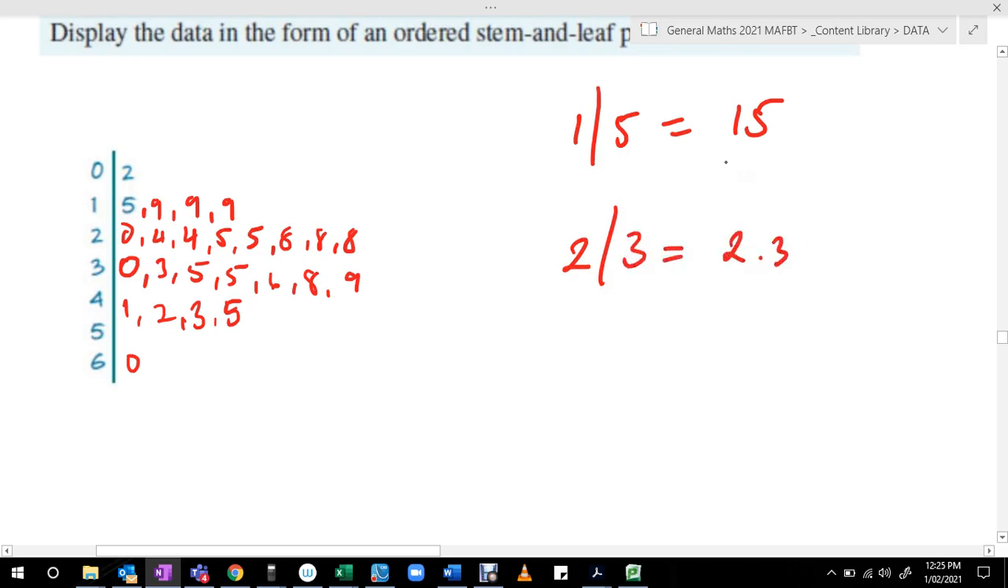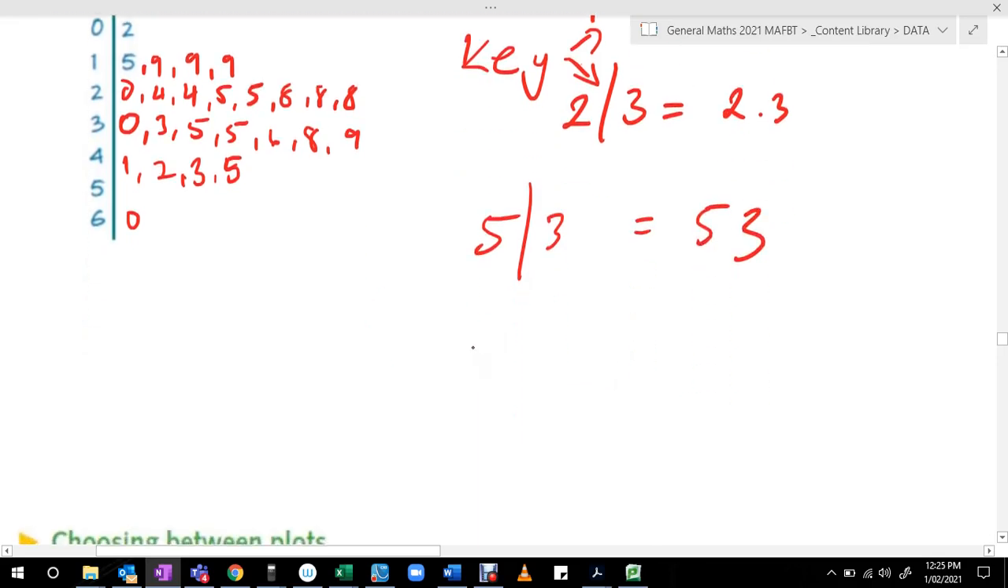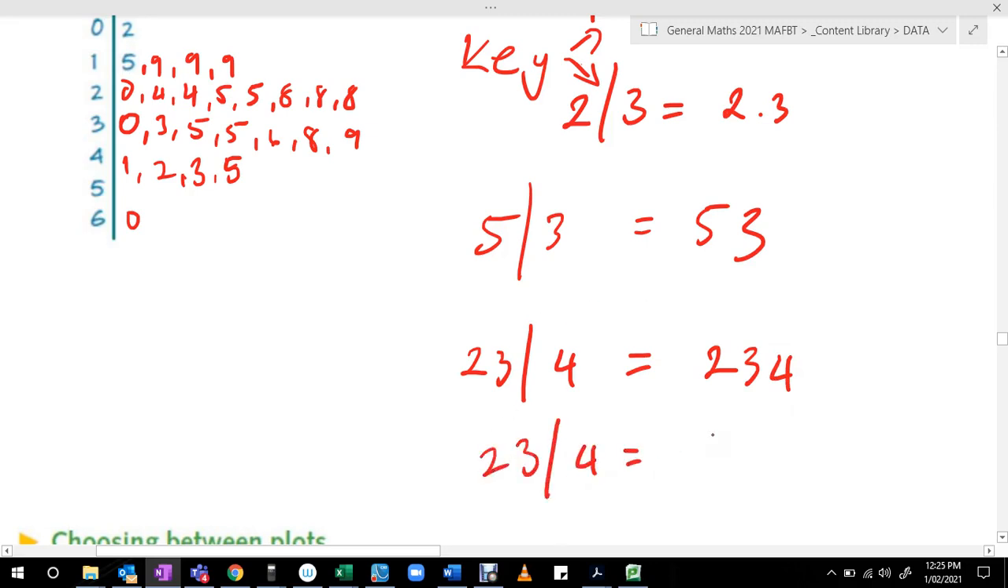You have to have a key in there to tell me how to read these numbers. So this is what a key is. You have to include them to tell me how you read these numbers. So another example could be 5|3 equals 53. Or it could even be this: 23|4 equals 234. You have to include a key. Or it could also be 23|4 equals 23.4. That key will tell you how to read the numbers, so you have to include it.